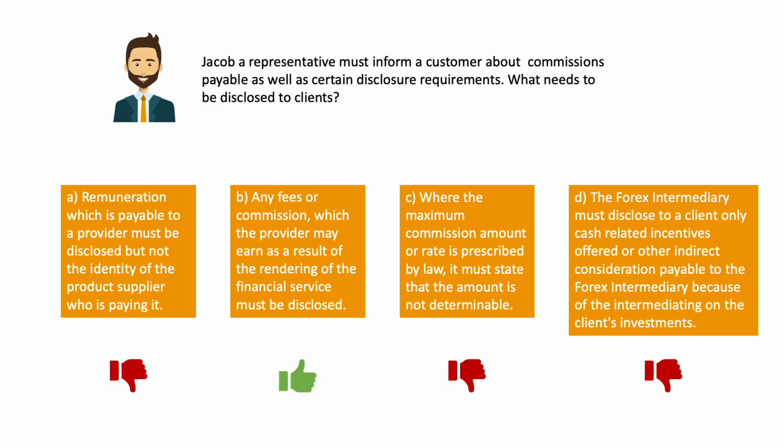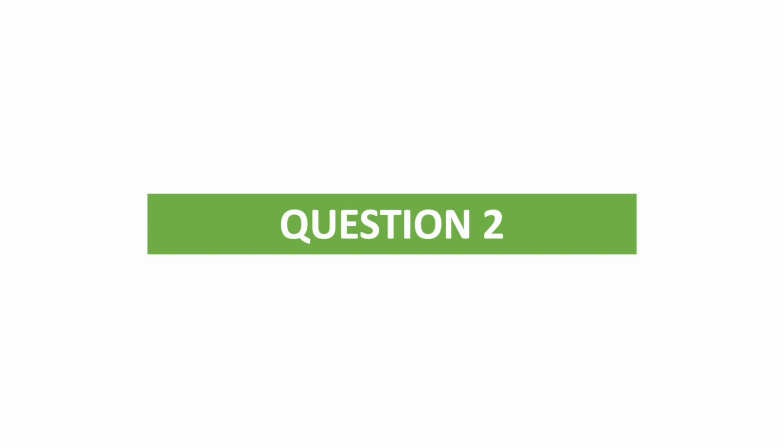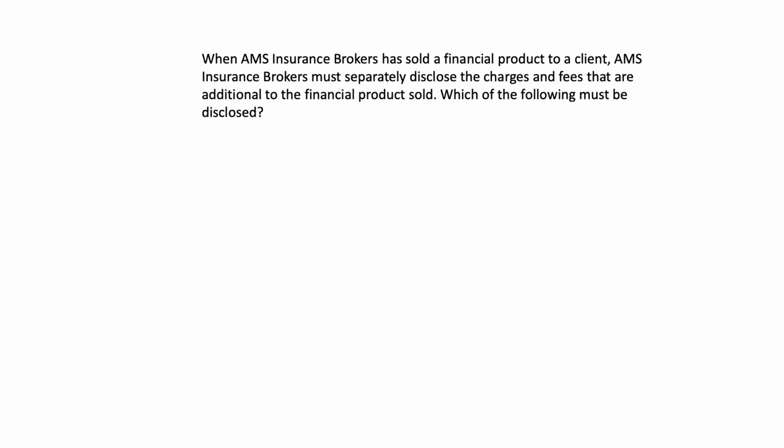The answer is option B. Any fees or commissions which the provider may earn as a result of the rendering of the financial service must be disclosed. Question 2. When AMS Insurance Brokers has sold a financial product to a client, AMS Insurance Brokers must separately disclose the charges and fees that are additional to the financial product sold. Which of the following must be disclosed?